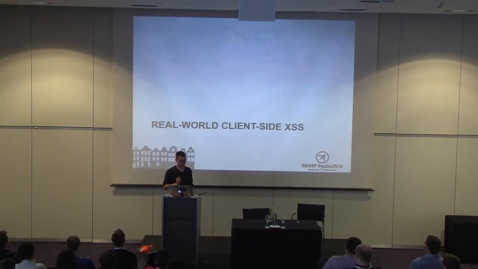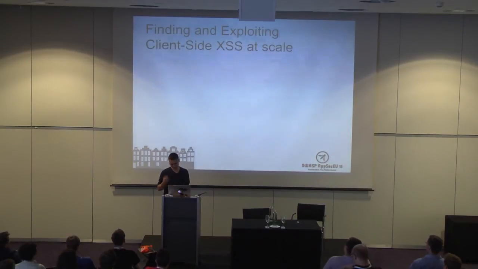Okay, so this talk today is about client-side XSS, and in order to discuss client-side XSS, we wanted to have some real examples. Real-world client-side XSS, and we did some work with this taint-aware Chrome engine that we built to find this at scale. This is research from, I think, two years ago, but it's still basically ongoing. And how can we actually go about finding these flaws at scale?